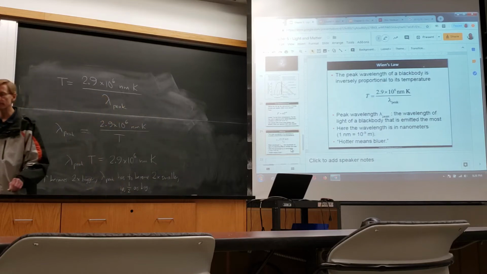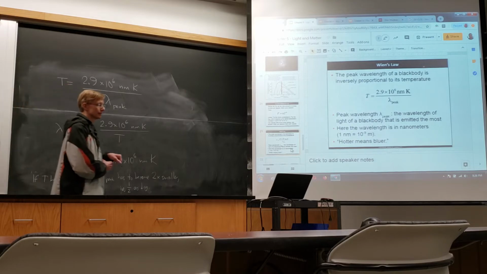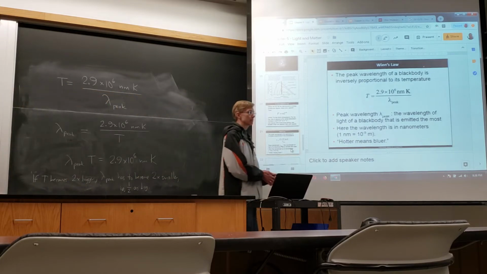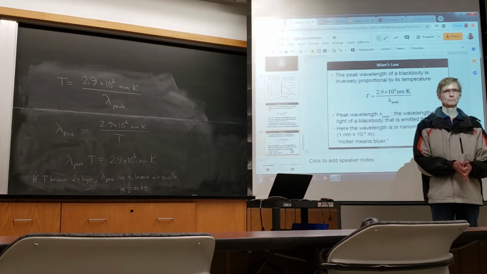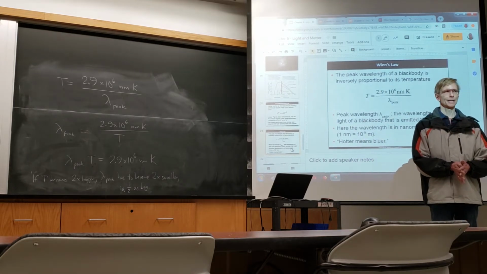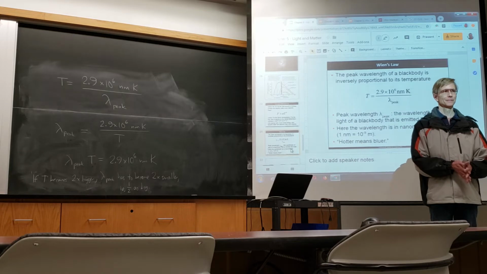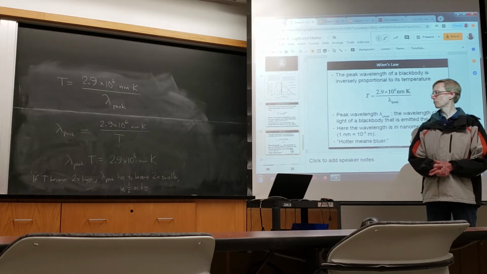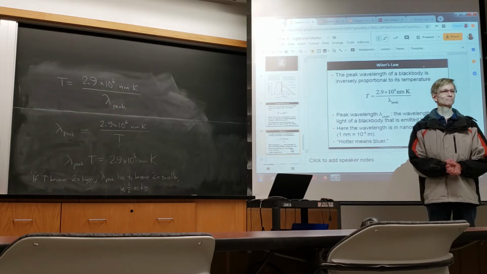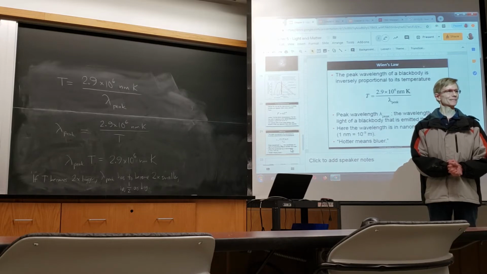So if I double the temperature, the peak wavelength is only half as big as it was before. If I triple the temperature, what happens to the peak wavelength? It's only what as big as it was before in that case. If I triple the temperature, lambda peak would be what times as big? Be bold. A third as big. You just flip it over.